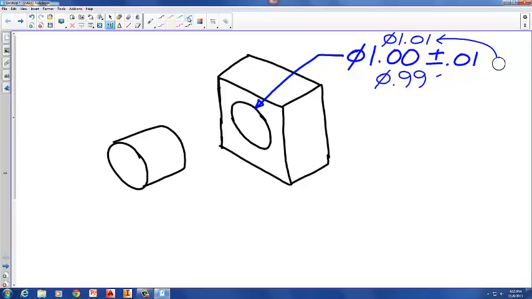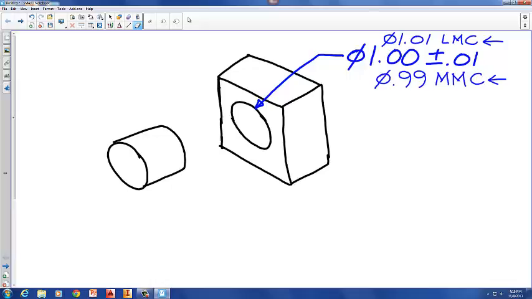Now, there's a way that we refer to these limits of size. We refer to one of them as the maximum material condition and the other as the least material condition. When the hole is at its smallest, it's at maximum material condition, which I'm going to represent by writing MMC. And when the hole is at its largest diameter, it's at least material condition. Let's think about that for a second. When the hole is at 1.01, at its largest diameter, we've removed more material from the part. That's why it's at least material condition. When the hole is at 0.99, there's more material remaining because the hole is smaller, and that's why we say it's at maximum material condition.